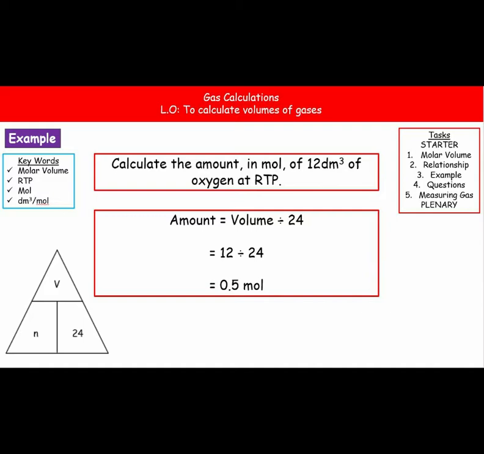Then we can substitute in our volume. We can see in the question it is 12 decimeters cubed. So 12 divided by 24 gives us 0.5 mole. I'll leave this up here for a few more seconds just so you can jot that one down as an example.